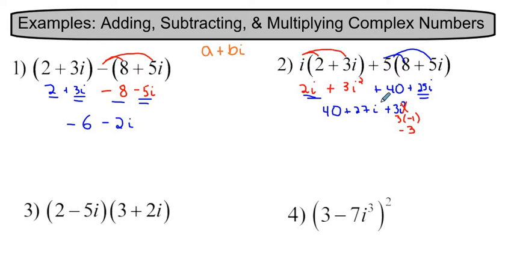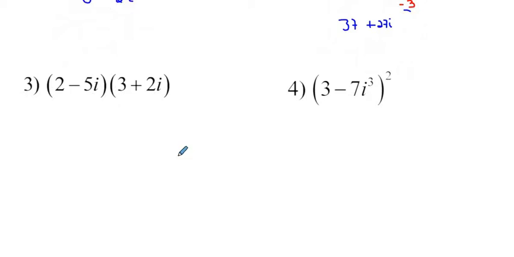A complex number is never going to have 3 or 4 parts. It can only have 2. So I'm now going to put the 40 with the 3, and the actual answer is 37 plus 27i. And you'll see me do that from now on. If I ever see a variable with an i that has any power, I'm immediately going to change it. All right, let's take a look at 3.